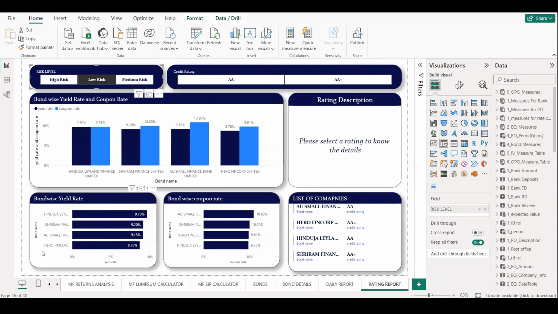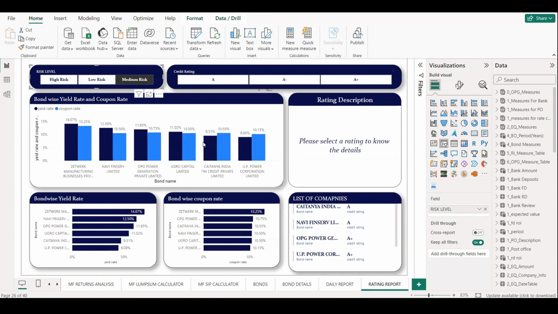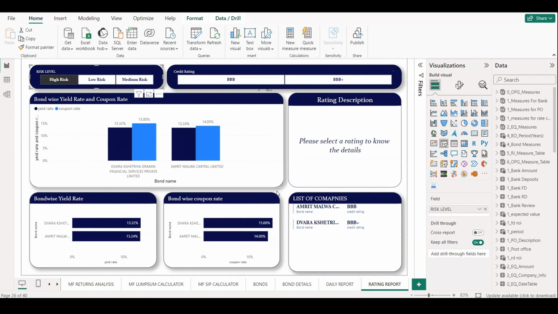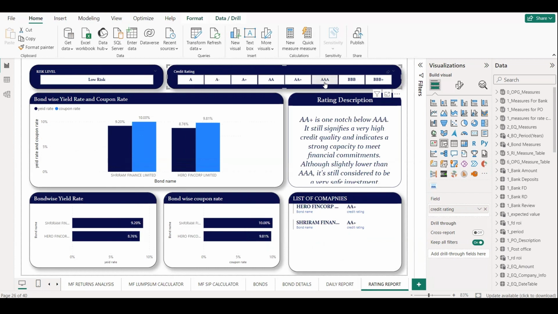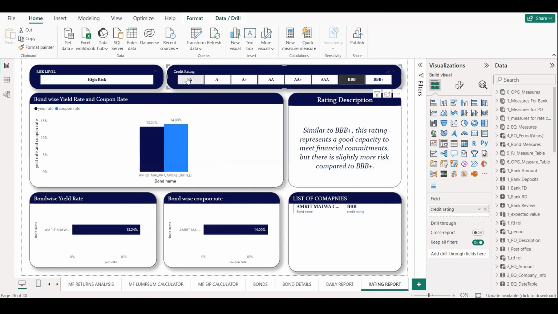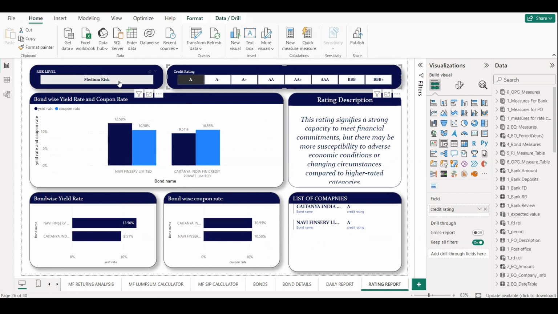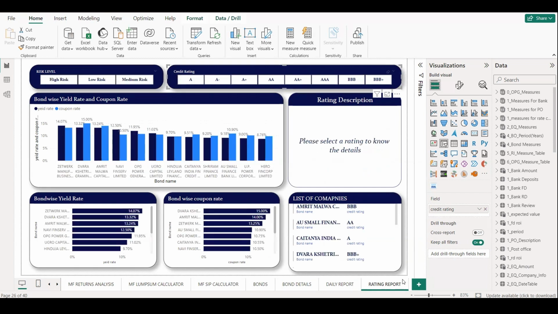So you can see which bonds are low risk bonds here, and which are in medium risk. Medium risk offers a higher return, and higher risk offers the highest return of interest. If I select a rating, I can see a brief description of what that rating is from this page. So any doubt regarding the credit rating would be cleared if a person navigates through this page. That's it about this page.